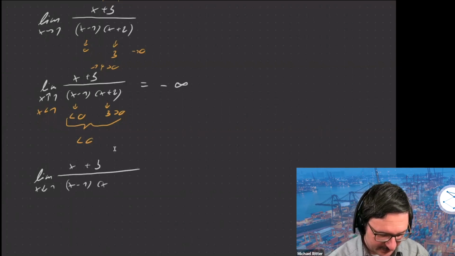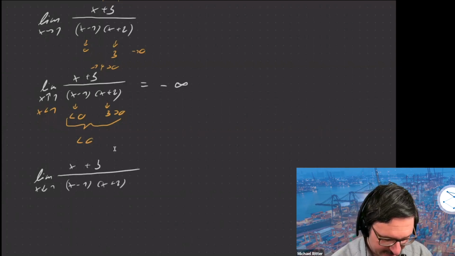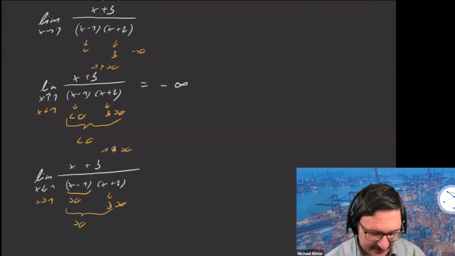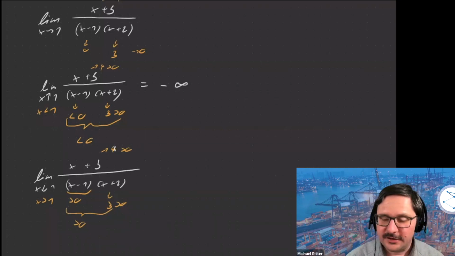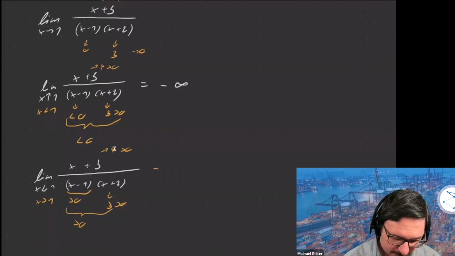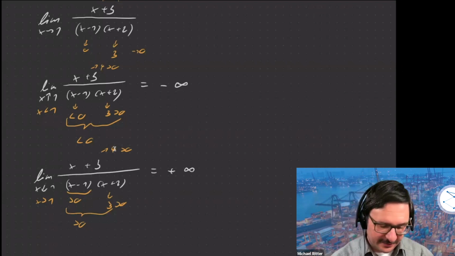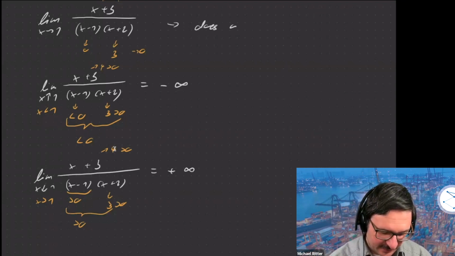Like this here. So again, this tends to 4, which is positive. This tends to 3, which is positive. X is now greater than 1, so that means this expression, x minus 1, is positive. So we have a positive denominator, and that means we have an overall positive expression. So that whole thing tends to plus infinity. And again, that means this limit does not exist, right?